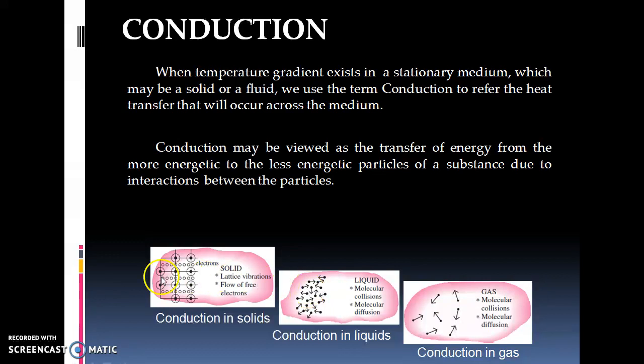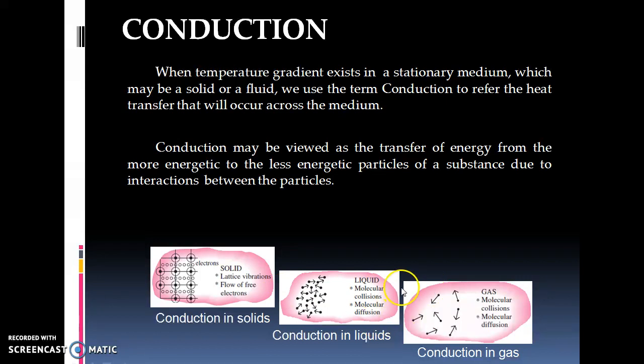In liquids, the molecules are comparatively very loosely packed. So what happens if this end is heated up? The molecules will start moving randomly, that is, they will not have any definite path. This random movement is called molecular diffusion. As the molecules move randomly, there is possibility of molecular collision. Two molecules will collide with each other and there will be energy transfer, as we said, from more energetic particle to less energetic particle, and likewise the energy will move from this place to that place.